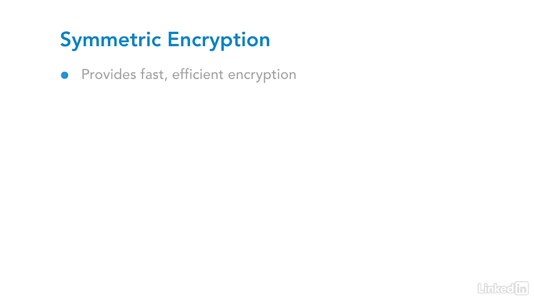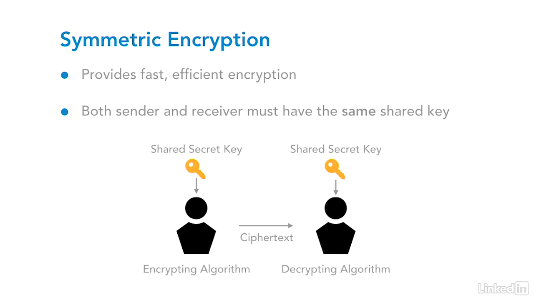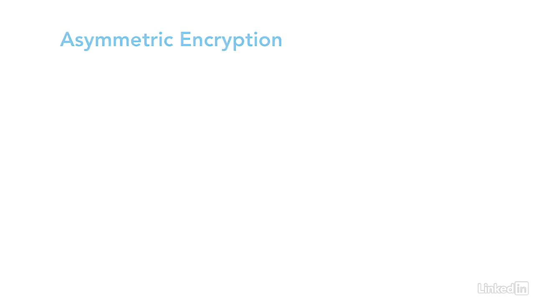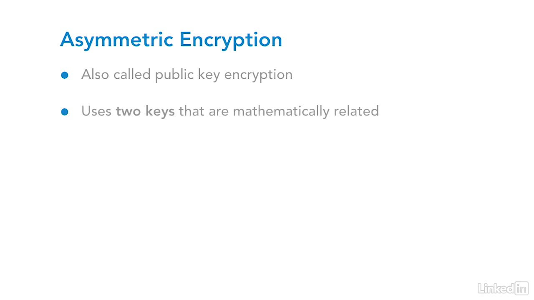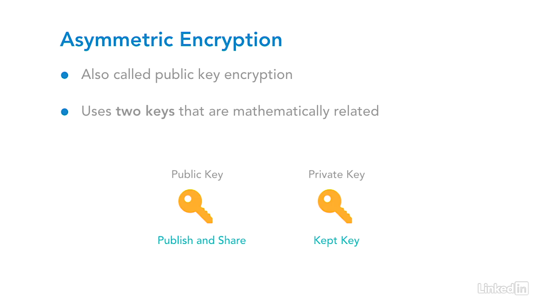Symmetric encryption provides fast, efficient encryption. However, it requires both the sender and receiver have the same shared key, which can be a problem in a complex networked environment. Asymmetric encryption is also called public key encryption, and it uses two keys that are mathematically related: a public key that you publish and share, and a private key that you keep private.